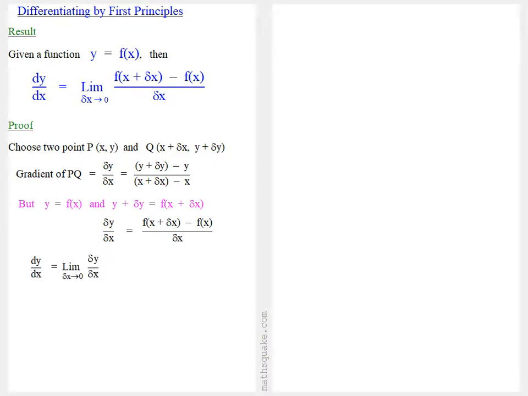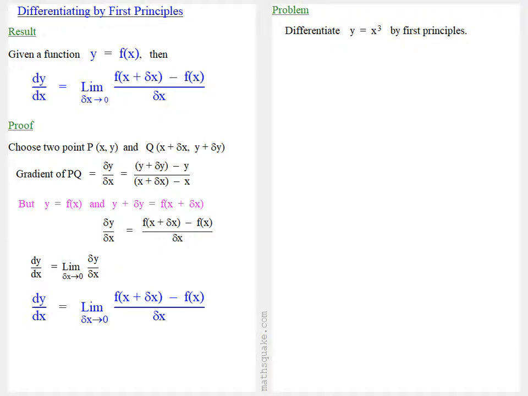But dy by dx is equal to the limit of delta y over delta x, as both delta x and delta y tend to 0. And so we have the result, dy by dx is equal to the limit, as delta x tends to 0, of f of x plus delta x minus f of x, all over delta x. So let's see how we would use this in a practical problem.